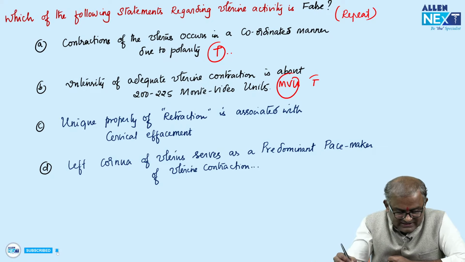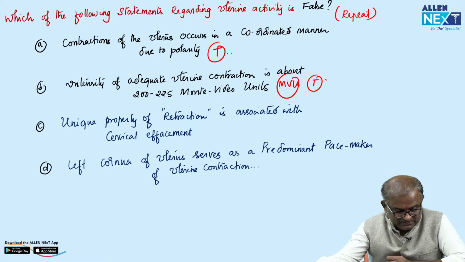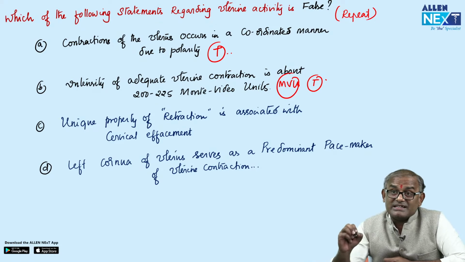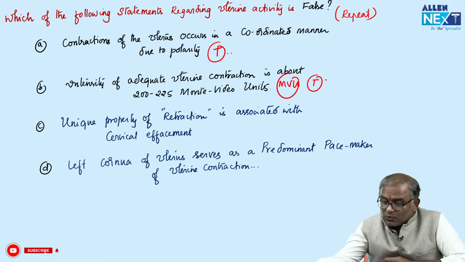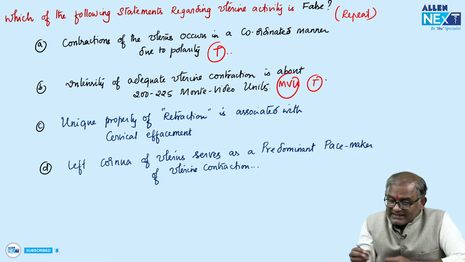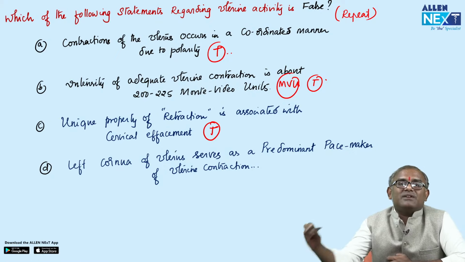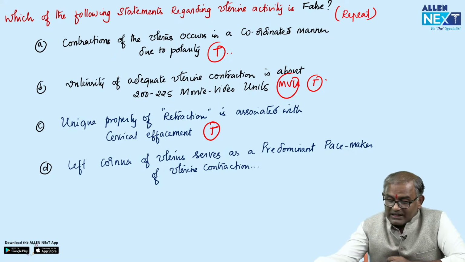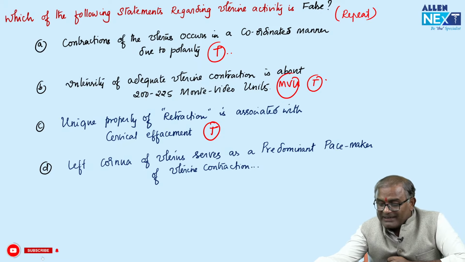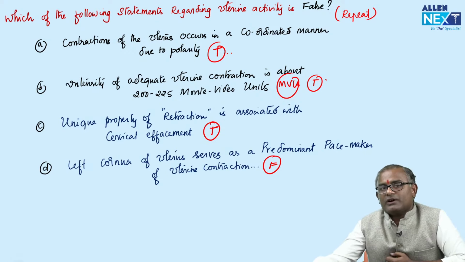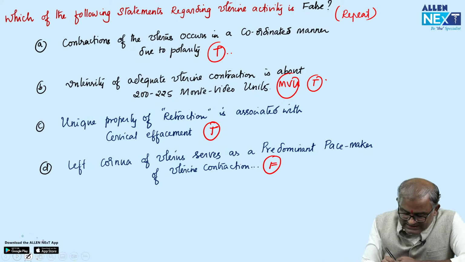Yes, once again it is a true statement. So most of them are answering option C. So this question is, which of the following statement is false? Now unique property of retraction is associated with cervical effacement. Definitely it's a true statement. And left corner of uterus serves as a predominant pacemaker of uterine contraction. It is a false statement. Now doctor, in this session I want to tell you what is this retraction.